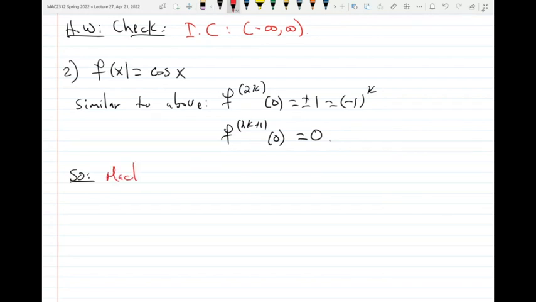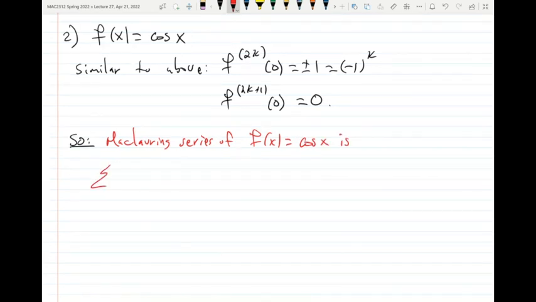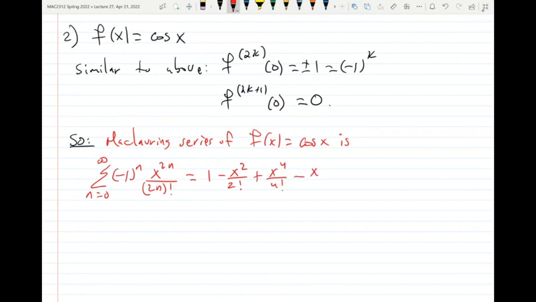So the McLaurin series of cosine is the sum from 0 to infinity, negative 1 to the n, x to the 2n over 2n factorial, because again, the odd guys, the coefficients, are equal to 0. So it will be 1 minus x squared over 2 factorial plus x to the 4 over 4 factorial minus x to the 6 over 6 factorial.